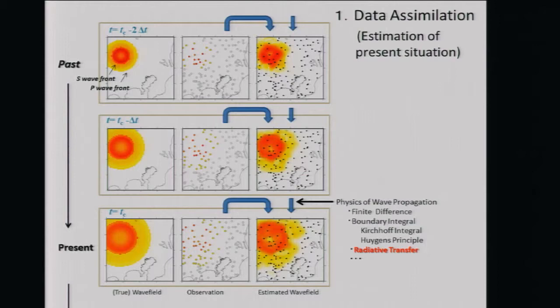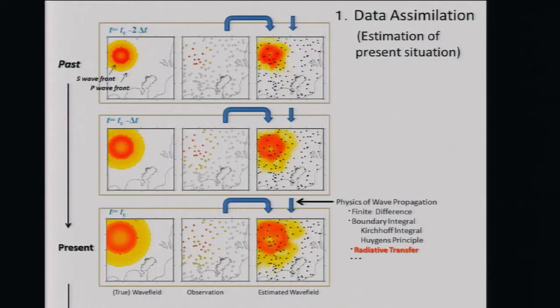So the present observation in this way, and the observation one time step before in this way, and the observation two time steps before in this way. Using all past data, the present situation is estimated. Focusing on these three, this is a repeated application of the physics of wave propagation. That is a simulation of wave propagation. In the simulation, actual data is included. Actual data is assimilated, and the simulation of wave propagation is carried out. So using data assimilation from past to present, all past data is used, and the current distribution is estimated as precisely as possible.